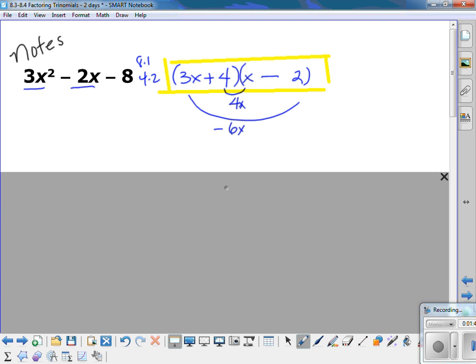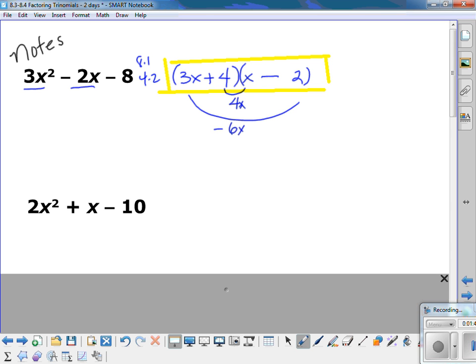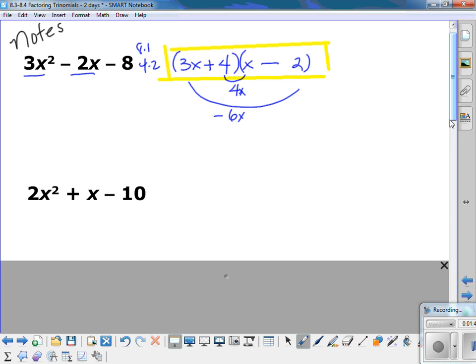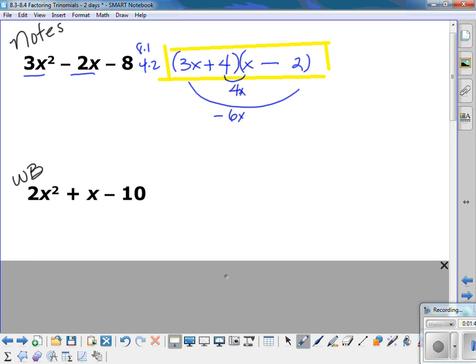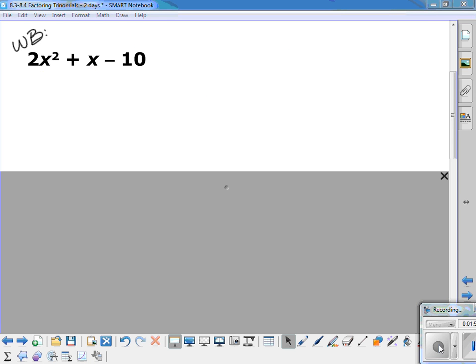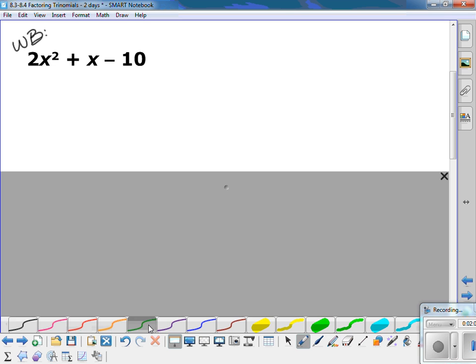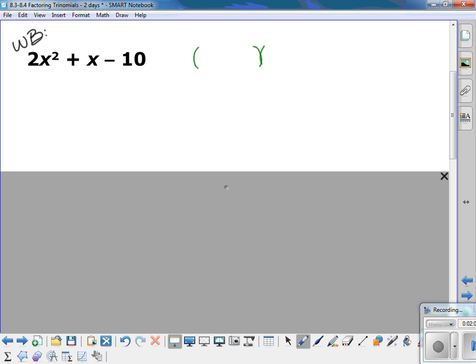All right, so on your whiteboards, I want you guys to do this one for me. All right, so how can you get 2x squared? It's got to be 2x times x, right? How can we get 10? 1 times 10 or 2 times 5.